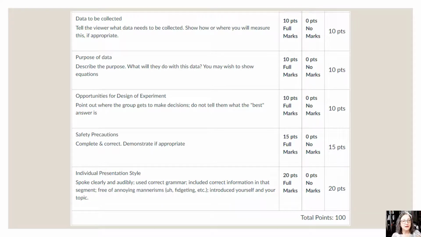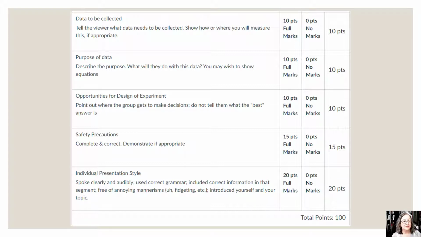Point out places where they can do their own design of experiment. Where do they get to make their own decisions? Don't tell them what the best answer is. There are lots of different best answers, so just point out where they get to make their own choices.